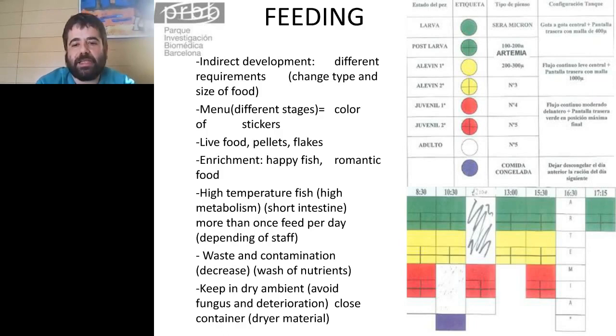We also have a special sticker that is what we call happy fish, that is an extra meal made usually of frozen food that increases the reproduction rates. So if we have fish that are under reproduction, we are going to give this romantic food in the morning. At the end of the day, all the fish will eat artemia because they love it, and it's a kind of enrichment and also improves the reproduction rates. We should take into account that we are in a really humid lab, so we have to keep our food really dry.